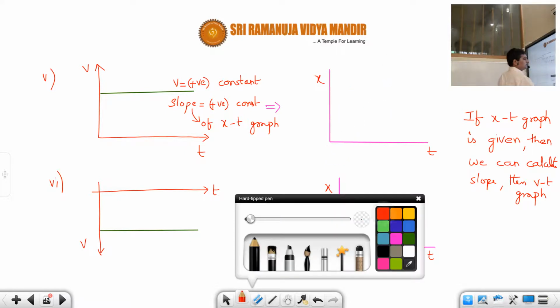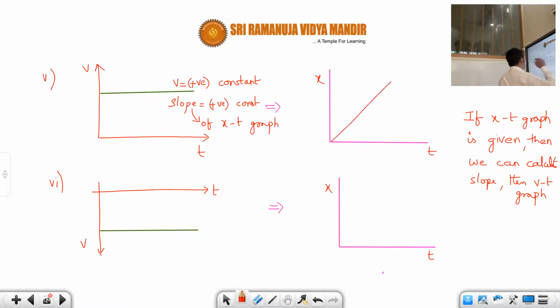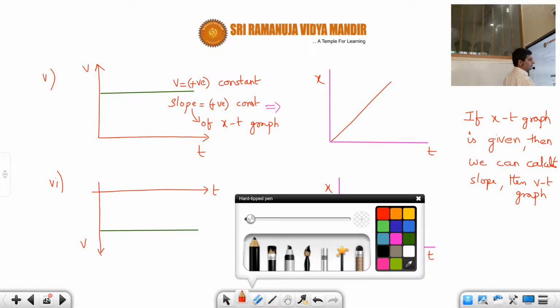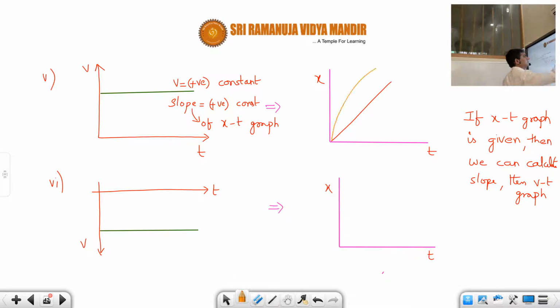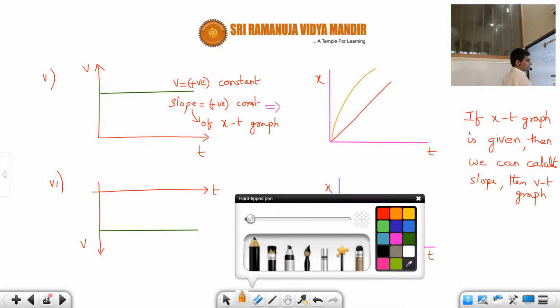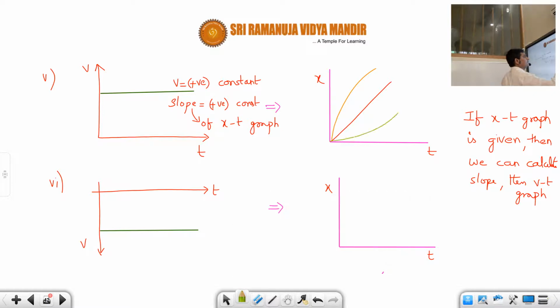Okay, first one is this one. Now here XT graph, another XT graph can also be like this. This is another XT graph. Another XT graph will be like this. Okay, now three colors are there. Now which one is correct, students? Because for all these three graphs, this is XT graph.